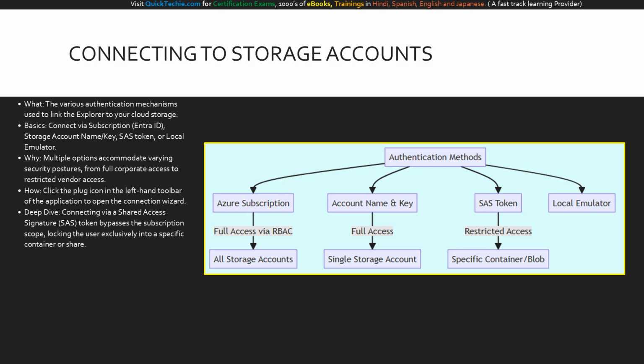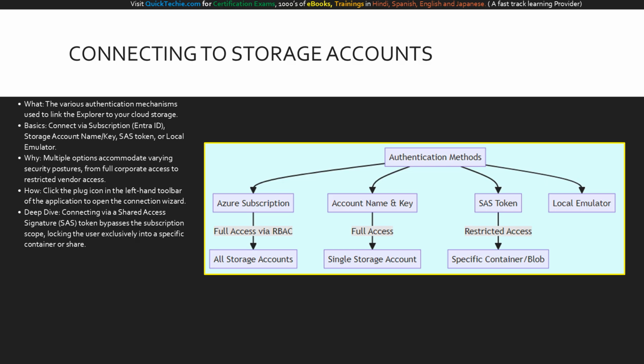At the top, we have our authentication methods gateway. Branching down, we see 4 distinct paths. The first is connecting via an Azure subscription. As the arrow shows, this relies on role-based access control and grants visibility to all storage accounts you have rights to. The second path uses the account name and key, granting full administrative access, but restricted to a single storage account. The third path is the SAS token.